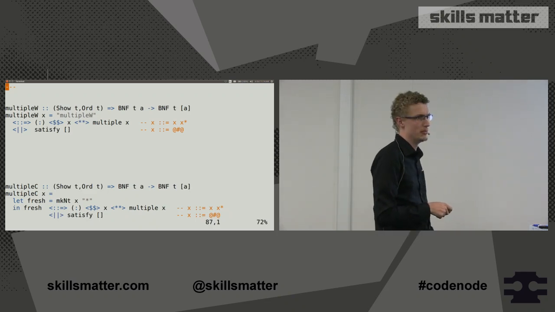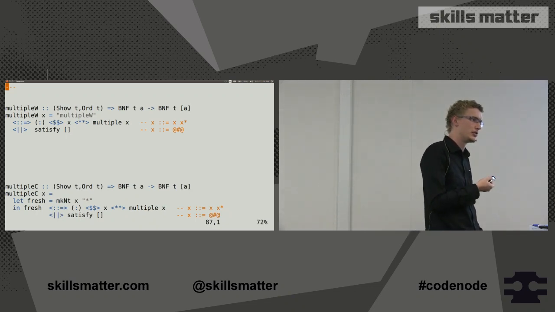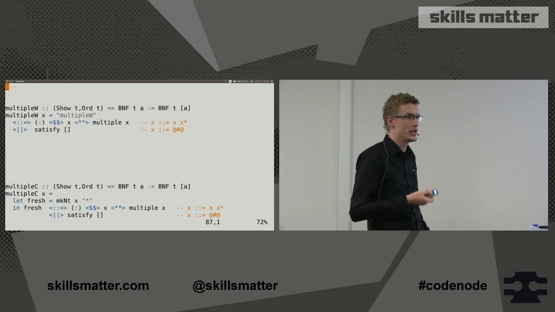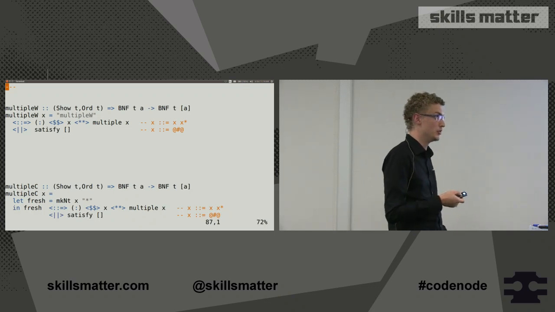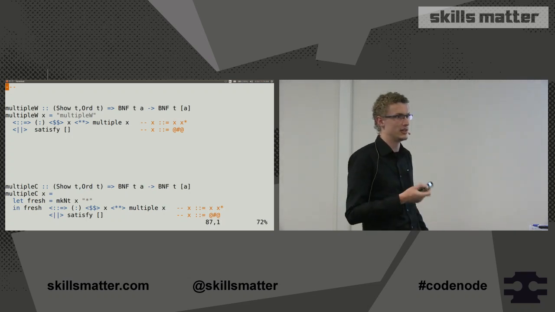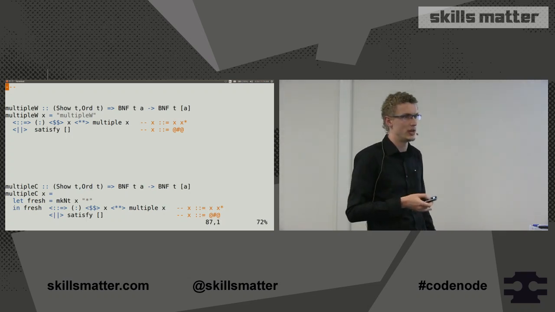So this function make nt is doing. But the point I want to make here is that we now have to know a little bit of the internals of the library in order to define our derived combinators. We have to know which method of observable sharing is being used in order to define this. So in this case, I've just been using strings and asking the user for strings. But any other method would also have to be taken into account.